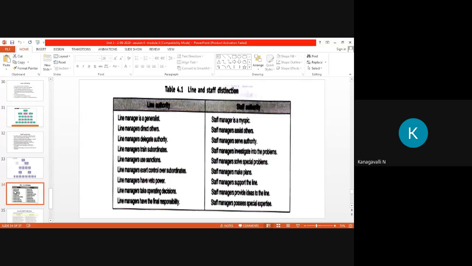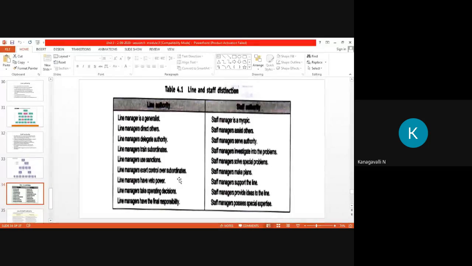So the line manager is a generalized one. Here it is not a generalized one. The line managers direct others. Here it is to assist others. A delegate of authority, but here it serves authority. Then line managers train subordinates. Here they investigate the problems.